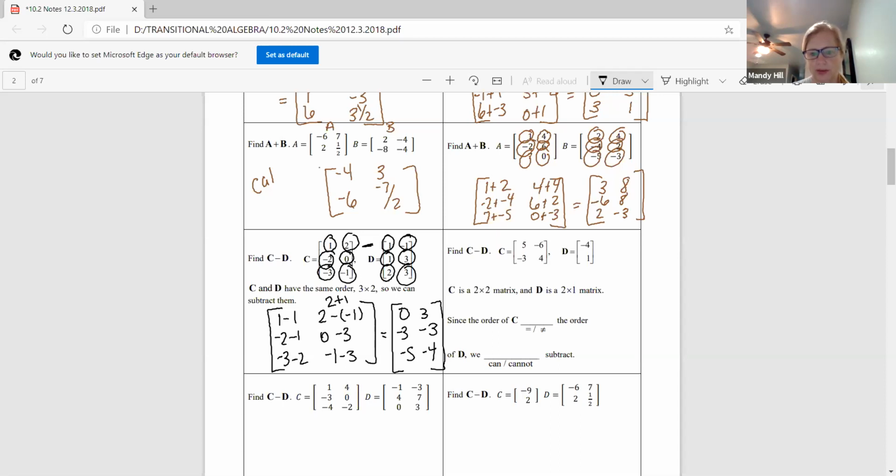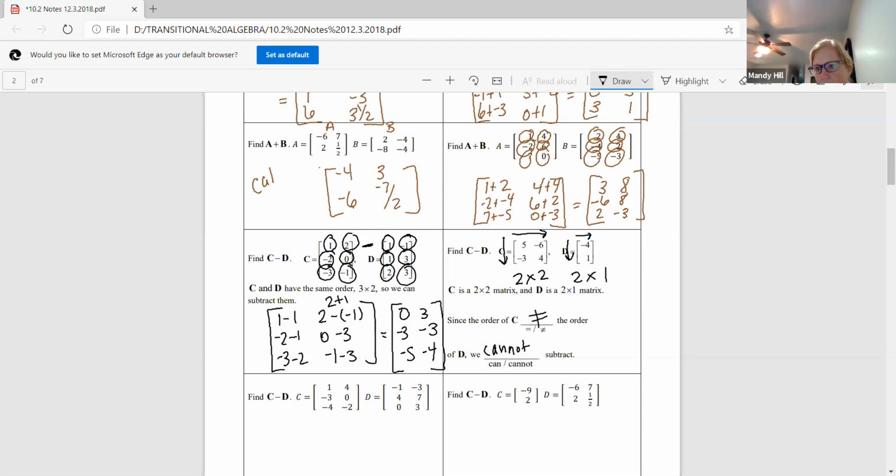So they've got us subtracting C and D again. If you'll look at this matrix, if you go down and over, this matrix is a 2 by 2. If you go down, we've got a 2. But if we go over, we only have a 1 here. So it says C is a 2 by 2 matrix and D is a 2 by 1 matrix. Since the order of C is not equal to the order of D, we cannot subtract. Okay, they have to be equal to each other for us to be able to move on and subtract those things.